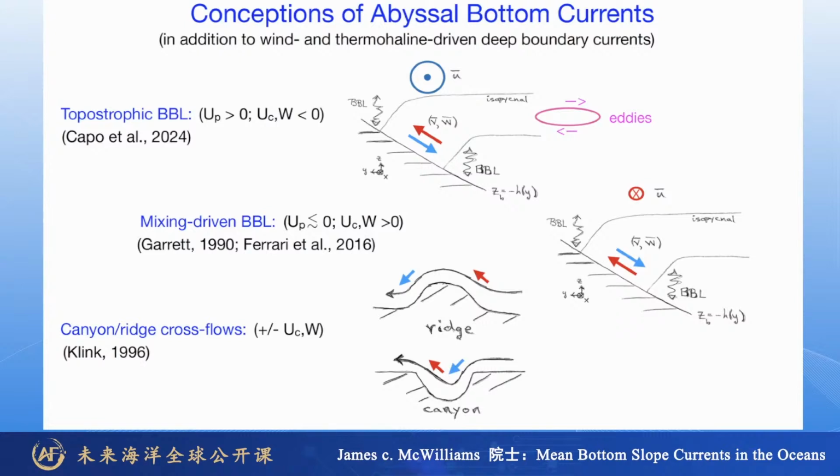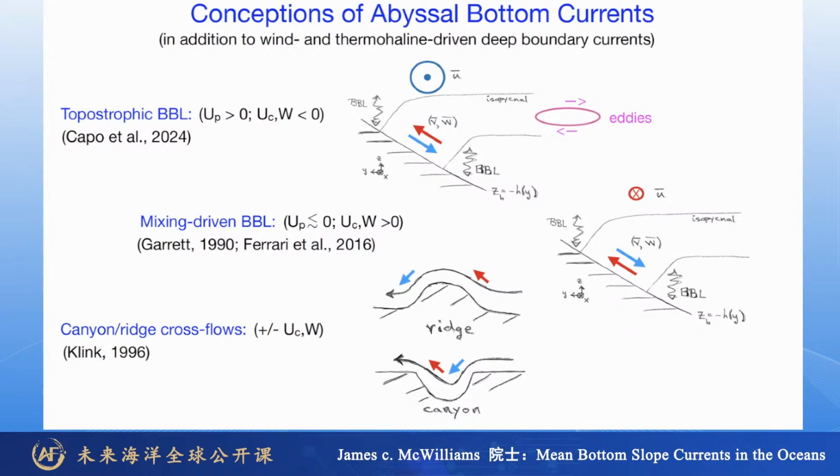Finally, we've understood for a long time, at least in models, that if there is a flow across a ridge or a canyon, then it will be, above a ridge, uphill on the upstream side, downhill downstream, and the canyon flows will be the opposite. So, given these ideas, what is it that we see in realistic simulations with high mesoscale eddy resolution and careful parameterization of the bottom boundary layer?